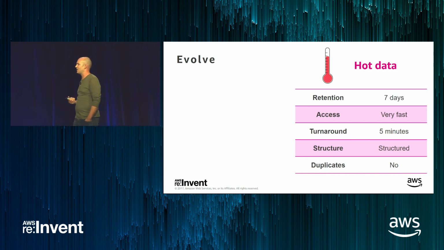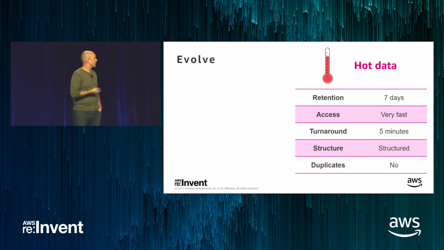And so the idea of hot data is most recent is most relevant. So we care about the last week and nothing else. This is the kind of stuff that lives on operational dashboards and weekly business reports, that sort of thing. So access to it, we want it to be super fast. The turnaround time from when it gets into the system till we can get it back out has got to be 5 minutes or less. And on top of that, we still want it to be structured, and we still want no duplicates.